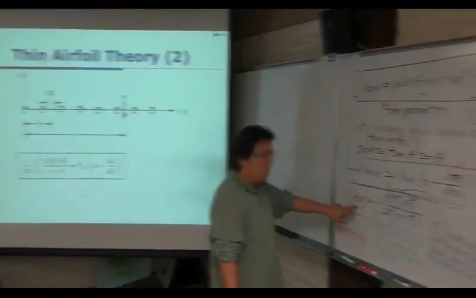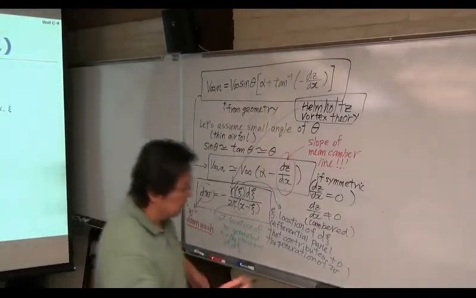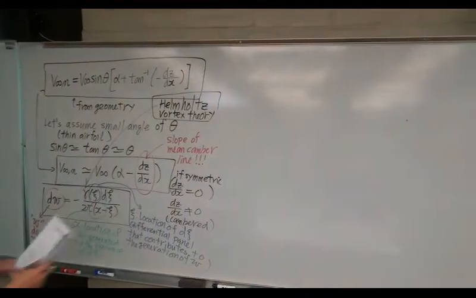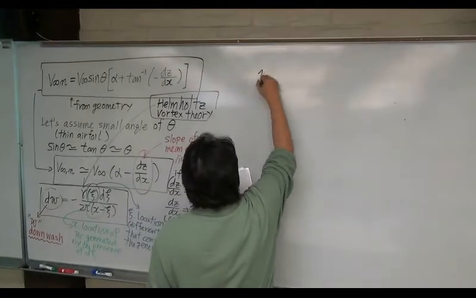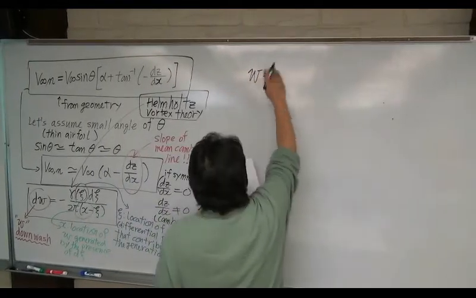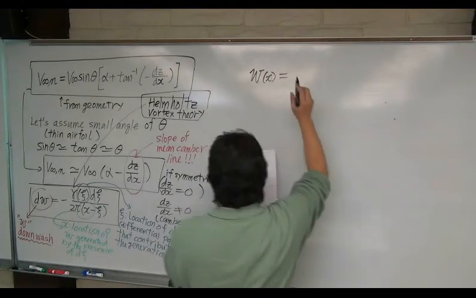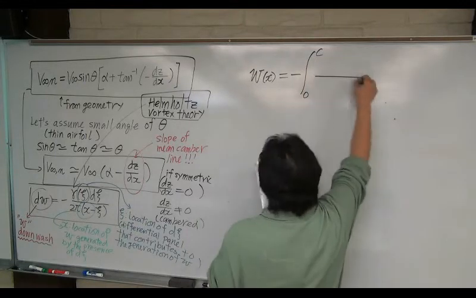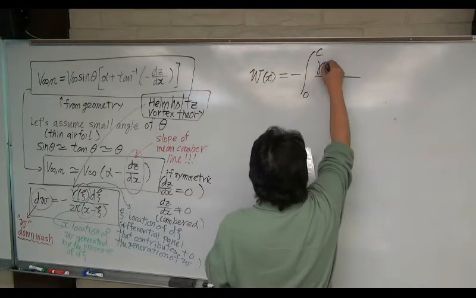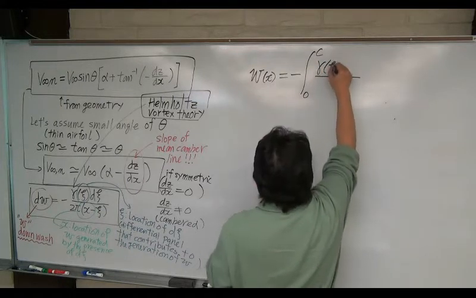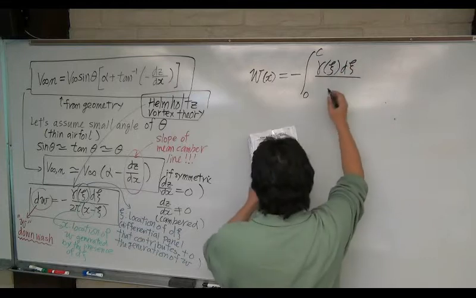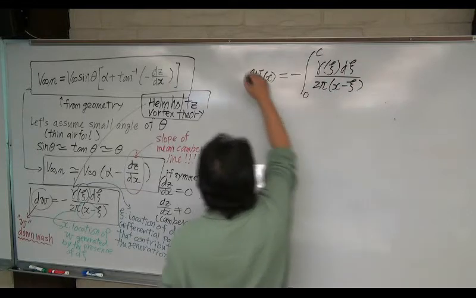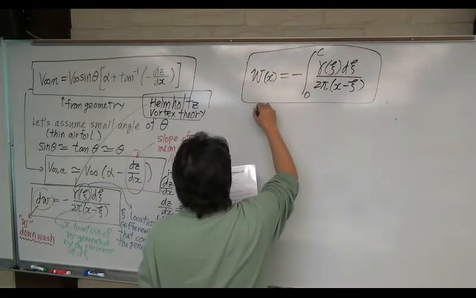In order to have the overall total value of downwash w, you can integrate this from leading edge to trailing edge. So let's do that. So what is the total w? This is a function of x. Okay, this is minus the integral from leading edge to trailing edge of that dw: circulation gamma as a function of ξ multiplied by dξ, over 2 pi times (x minus ξ). This is called the downwash equation.